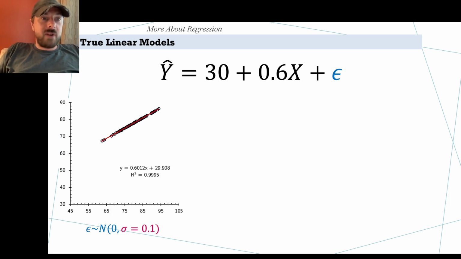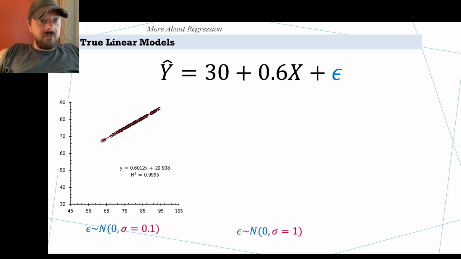And so, look at that. This is a random sample of 80 points from this population. Notice that its slope, 0.6012, is very, very close to the slope from our population. And there's an extremely strong relationship. 99.95% of the variation in Y is explained by the linear relationship with X. That standard deviation of the residual was so small, it allowed very little variation away from the line.